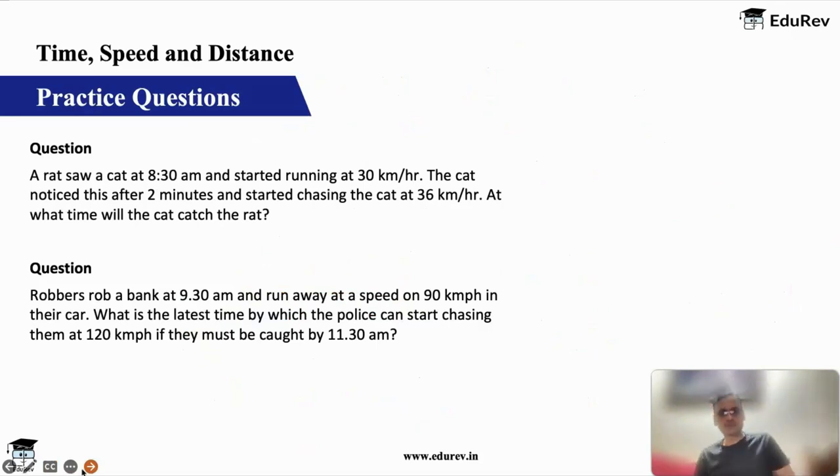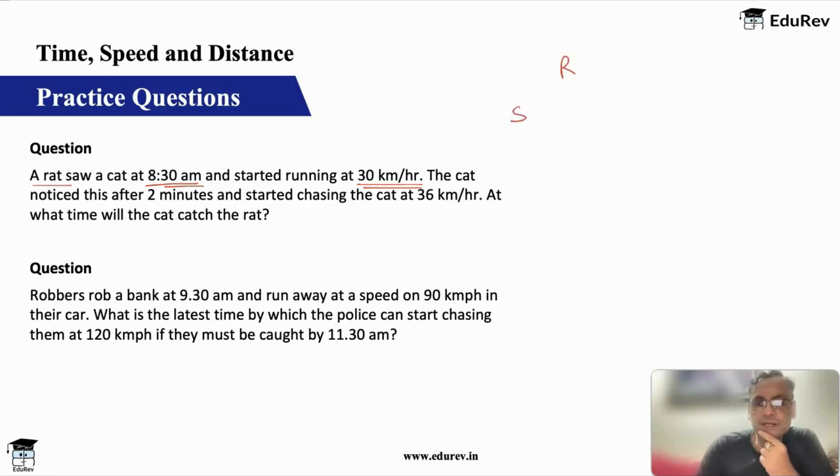Okay, let's look at another very interesting question. Again, this is one of my favorites. A rat saw a cat at 8:30 a.m. and started running. So rat started running at 30 kilometers per hour. Okay, so rat speed is 30 kilometers per hour. The cat noticed this after 2 minutes and started chasing at 36 kilometers per hour.